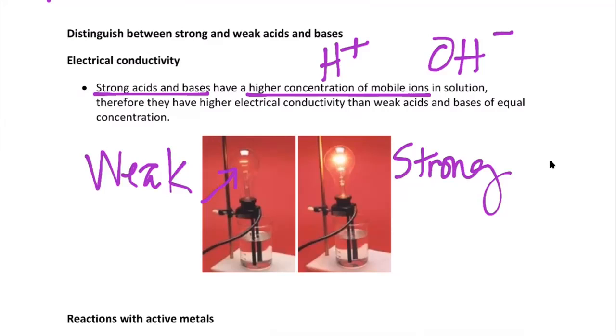And then there are solutions called non-electrolytes, like sugar water, that don't conduct electricity at all because they don't have mobile ions. They just have molecules moving around that don't have charges. And so with non-electrolytes, the light bulb wouldn't light up at all.